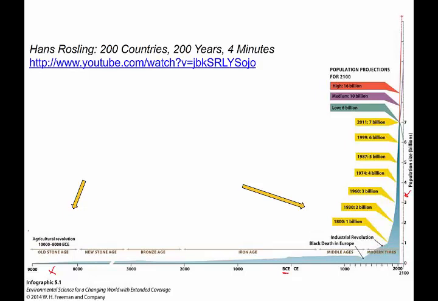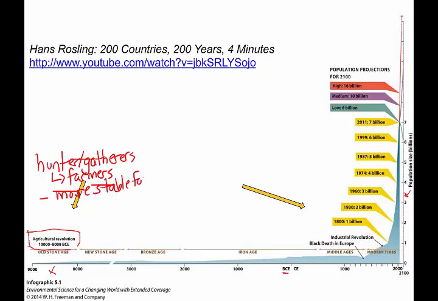And then along came something called the agricultural revolution. During this time, about 10,000 years ago, humans changed from being hunter-gatherers to farmers. So what happened is this resulted in a more stable food supply, so people lived longer. This was called the agricultural revolution. And so the population began to increase. You can kind of see it increasing here, but again, very, very slowly.